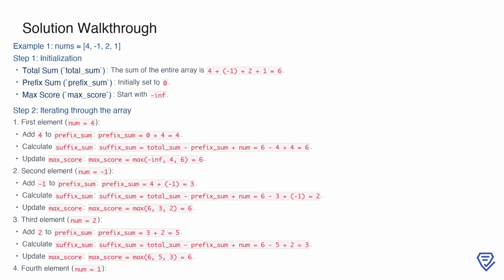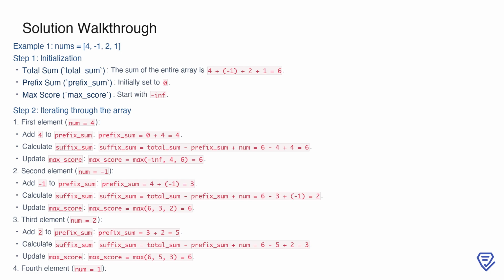Now, as we move through the array element by element, we start with the first number, 4. Adding 4 to the prefix_sum gives us 4. Next, we calculate the suffix_sum, which represents the sum of the remaining elements after considering the prefix and the current element. For 4, the suffix_sum is calculated as total_sum - prefix_sum + num, which equals 6 - 4 + 4 = 6. Now, we compare the current values of prefix_sum, suffix_sum, and max_score. The maximum among these is 6, so we update max_score to 6.